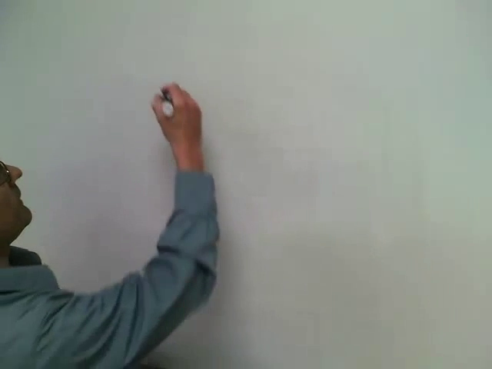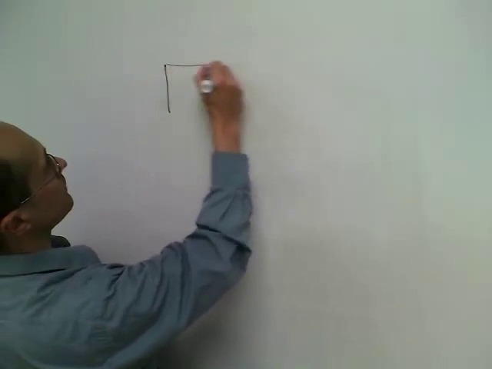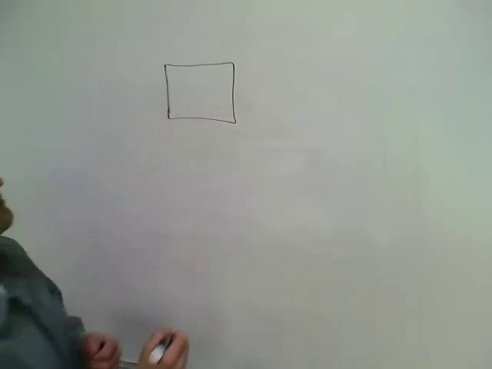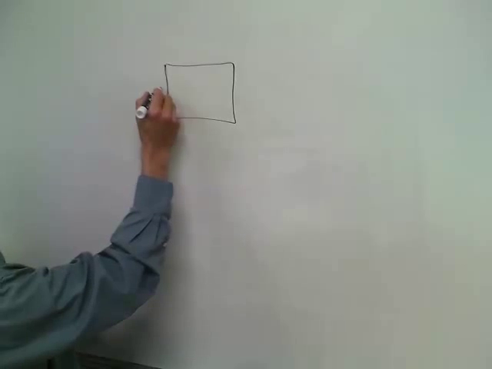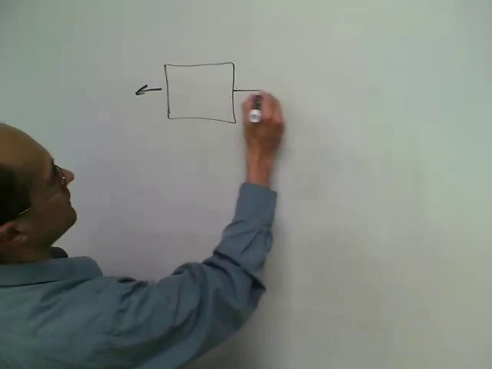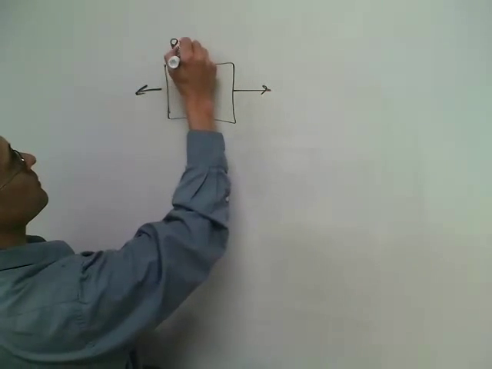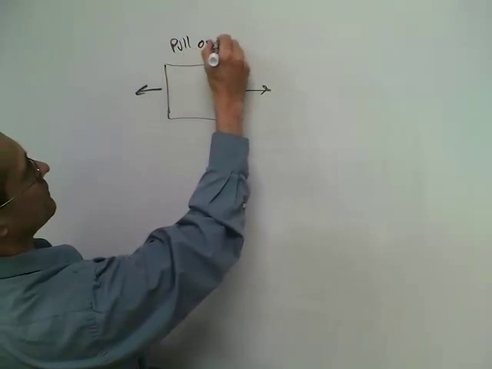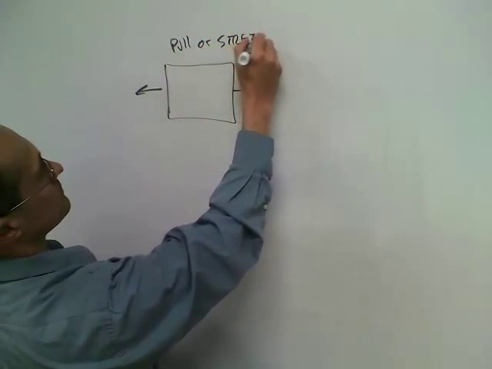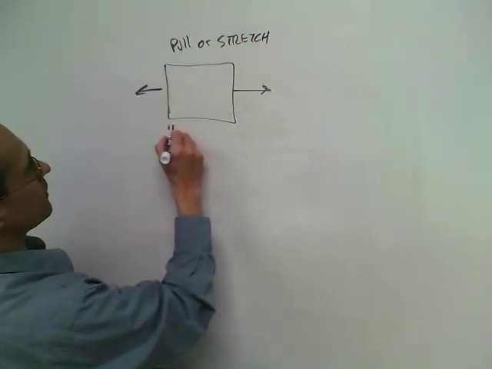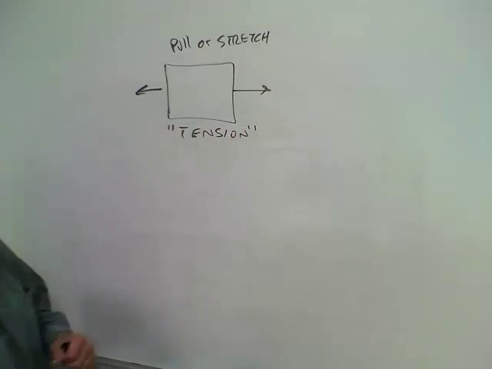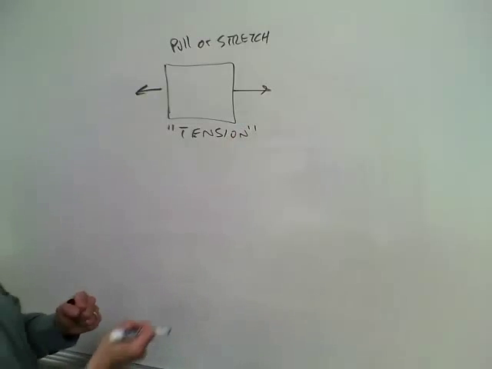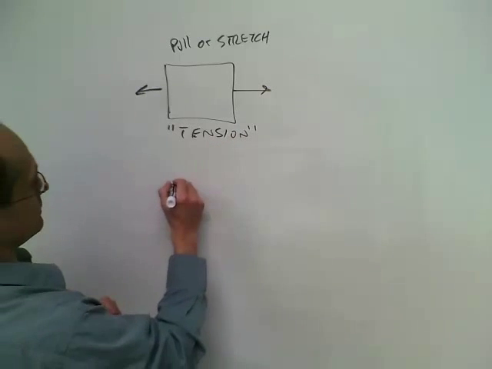So what we want to look at now is, when we're applying forces on our object, what can happen to our object. If we put forces on our object, the first thing that can happen is we can pull or stretch our object. And when we do this, we put our object in tension. So whenever you're stretching or pulling the object, it's under tension.